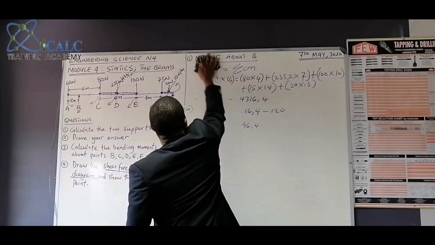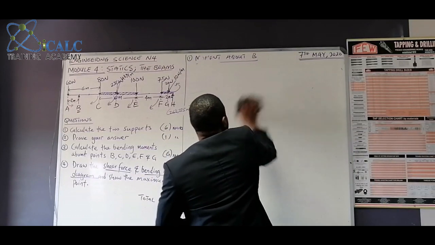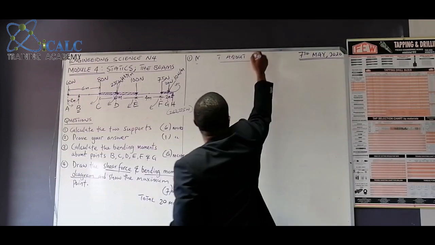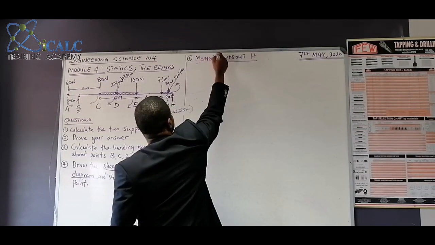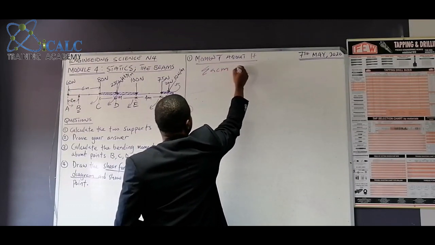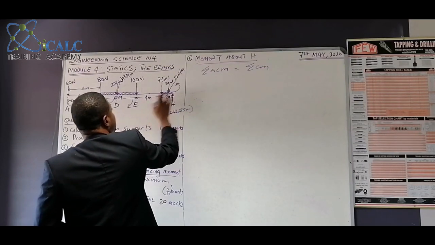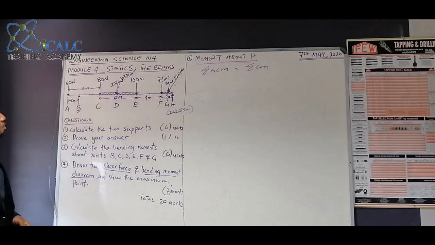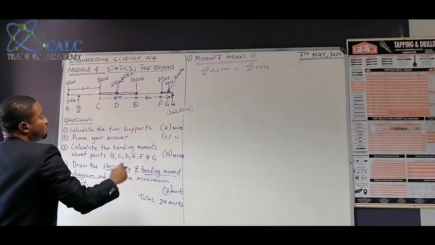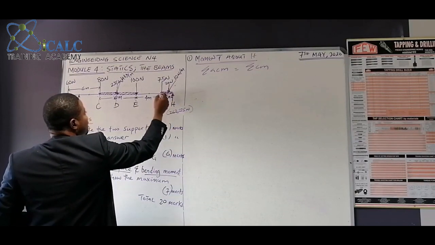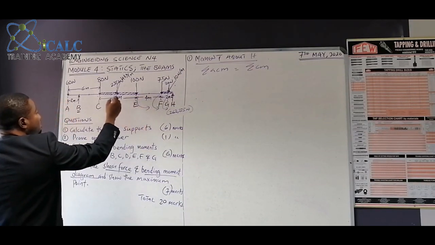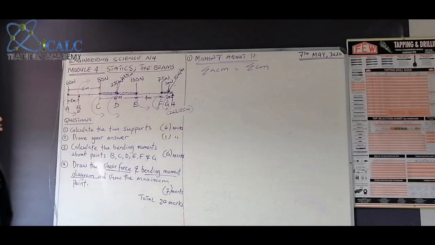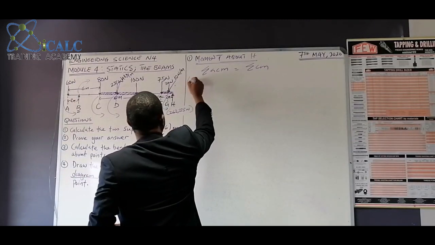So let's go ahead and do moments about H now. We still say the sum of anti-clockwise moments equals the sum of clockwise moments, so we will rub all this off. This is where we are concentrating. The 20 will be anti, the 75 will be anti, the 100 will be anti, the 235 will be anti, 80 will be anti, 60 will be anti. It's only B that is going to be clockwise. So we start with the anti-clockwise.